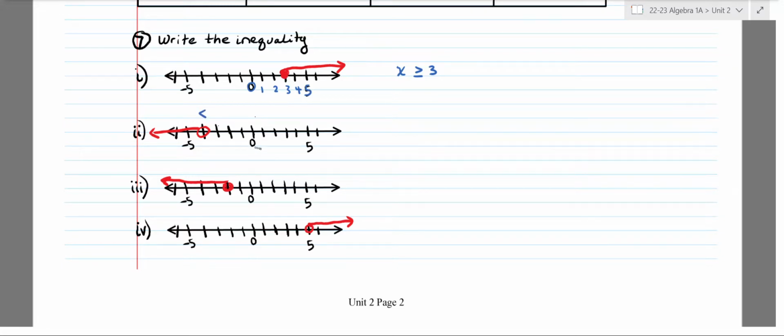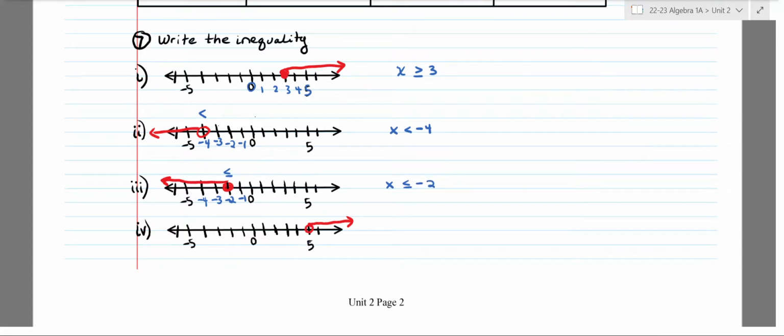Now just look at the numbers. Since this is 0 and that's negative 5, this is negative 1, negative 2, negative 3, and negative 4. Right? So this one's at negative 4, so this one's going to be x is less than negative 4. Again, but this one instead is a filled in circle, so it's going to be less than or equal to. And focus, there is 0, there is negative 5, so this must be negative 1, negative 2. All right, so we're at negative 2. So x is going to be less than or equal to negative 2.